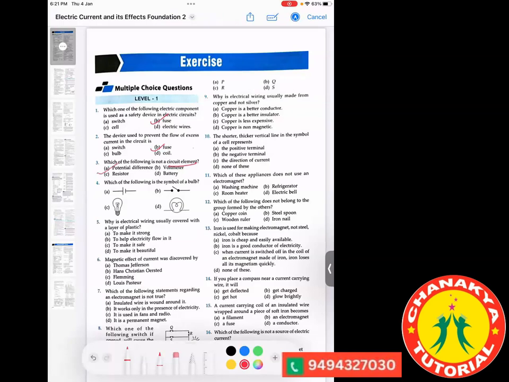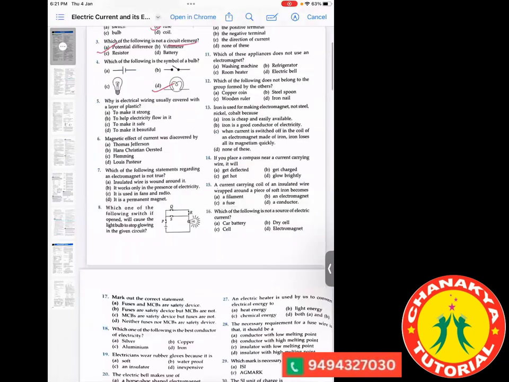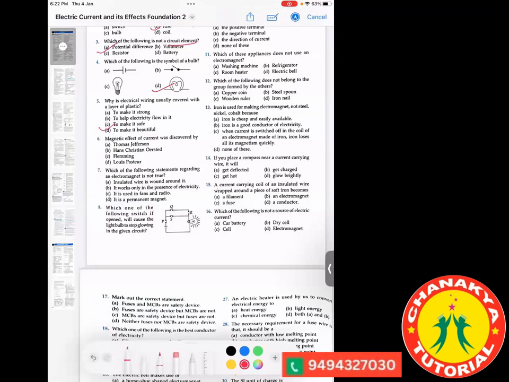Varshit, question number 4. Which of the following is the symbol of a bulb? Ma'am, I think it's D. Yeah, so D is the symbol of a bulb. Correct. Question number 5, Yashwant. Why is electric wire usually covered with a layer of plastic? Ma'am, my opinion is C. Correct. So to make it safe, the electric wires are covered by plastic.